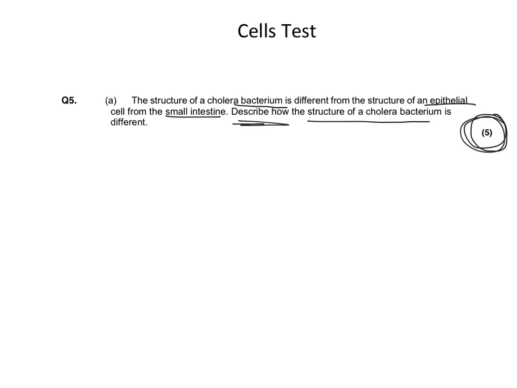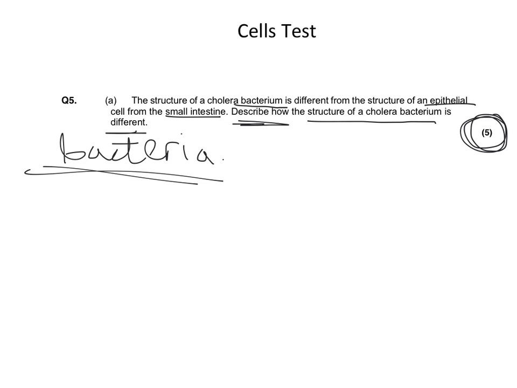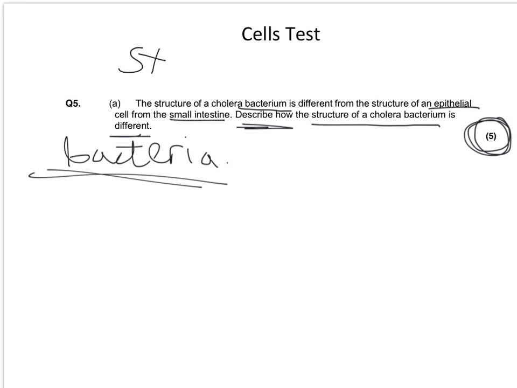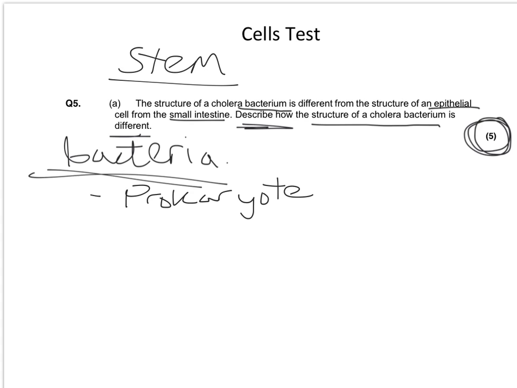The structure of a Chlorobacterium is different. Okay, so you need to talk about the bacteria, not the small intestine, you're going to talk about the bacteria here and how it is different. And there are quite a lot of different answers you can get here for 5 marks. Well, the first thing you can say, if it's not mentioned in the stem of the question, you can mention it. The first thing is that it's a prokaryote. So that's a difference. Okay, so it's prokaryotic.